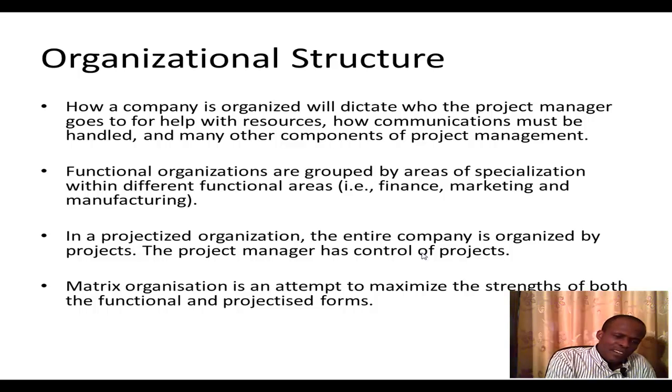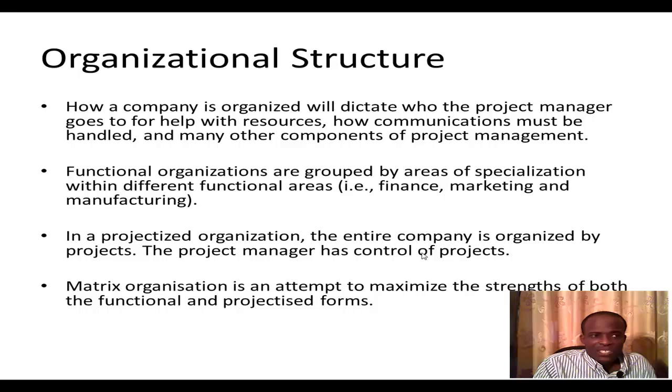We have several types of organizations, and these organizational structures have a great influence on the project manager and how he's able to manage a project in these organizations. We have three main types of organizations. Of course, there's a fourth one I didn't talk about, which we call the composite structure. I'll basically be talking about these three, which are the functional organizations, the projectized organizations, and the matrix organizations.